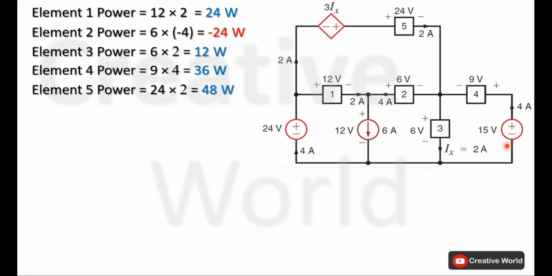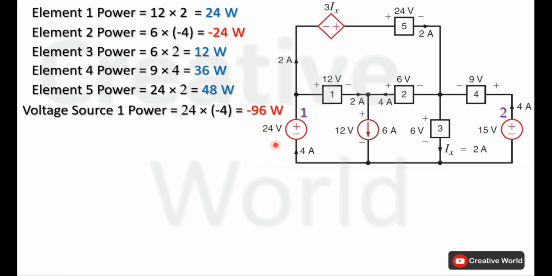Now moving towards the power of sources in this network. This circuit contains two voltage sources. For our understanding, we will label them as voltage source 1 and voltage source 2. We will start calculating power from voltage source 1.